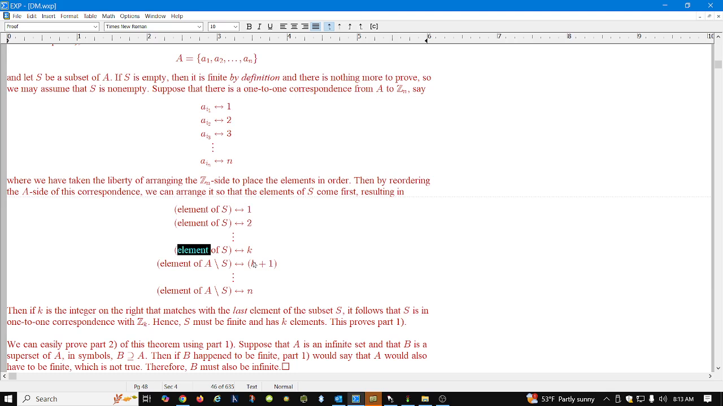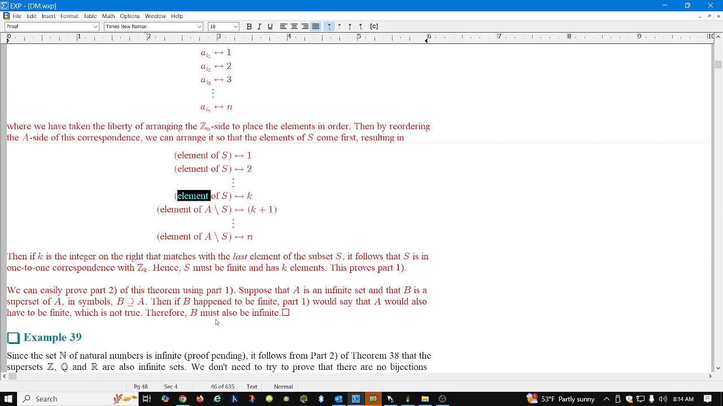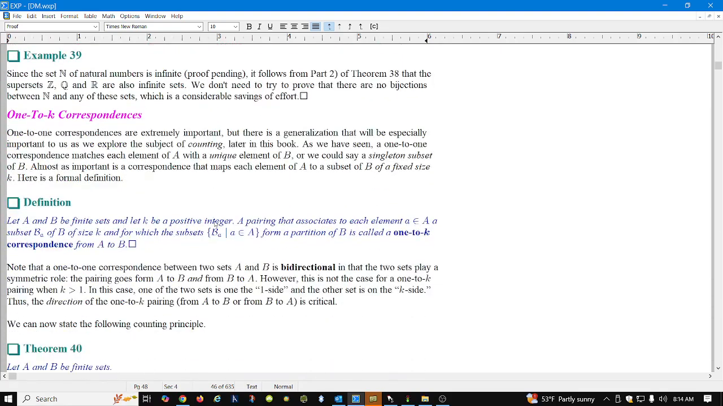And that proves part 1. And I'm going to leave you to think about how part 2 follows from part 1. It's 3 lines here. Okay. Let's have an example.